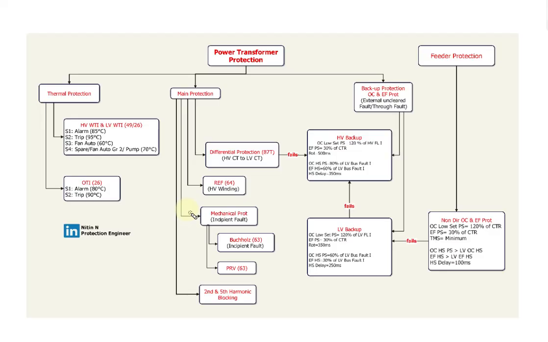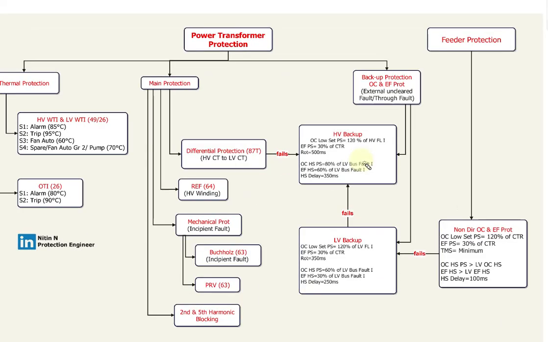Okay, and also in the backup protection we have overcurrent and earth fault. In that we have HV backup and then we have LV backup. Okay, so for HV backup, I'll just zoom this. For HV backup, we use low set setting as 120% of the HV full load current, and for earth fault we use 30% of the CTR, and the relay operating time we keep as 500 milliseconds.